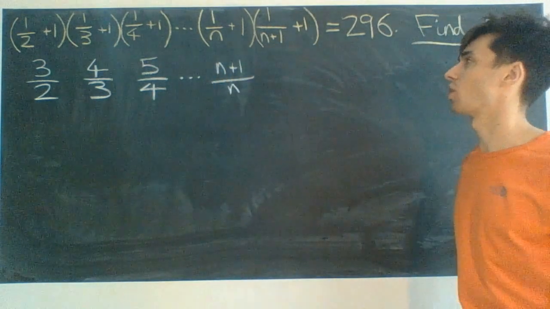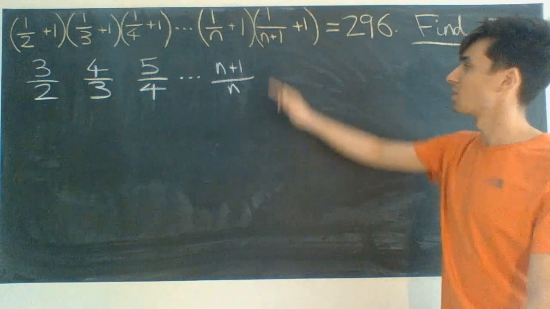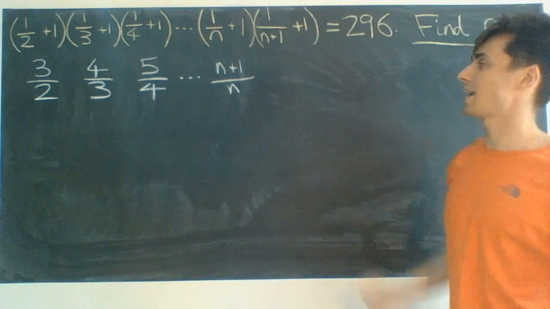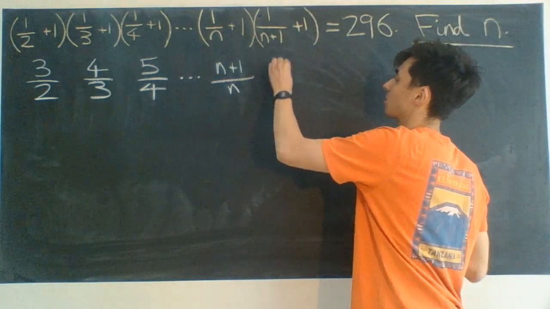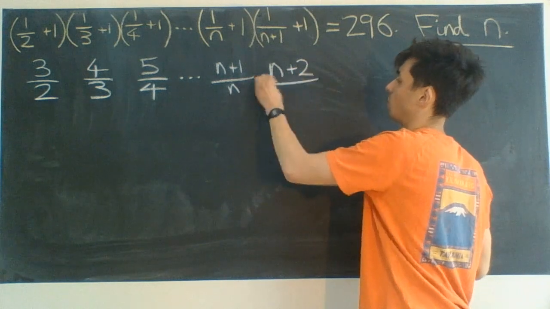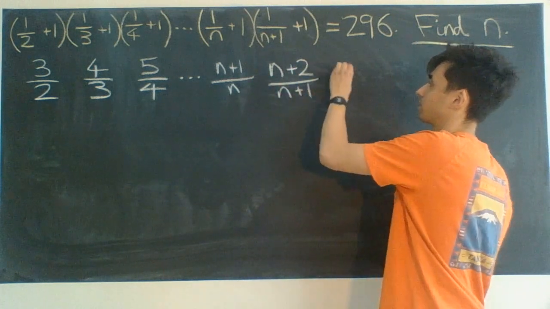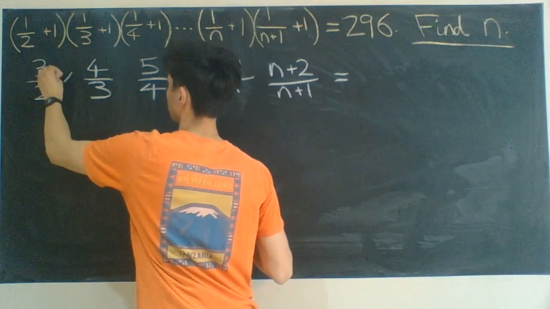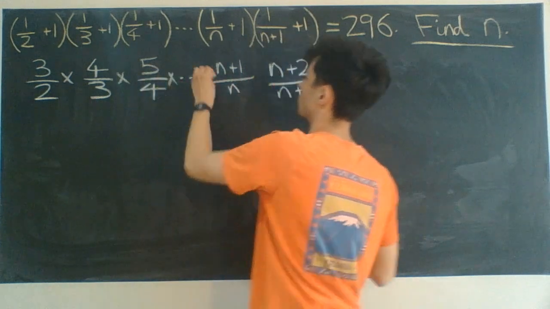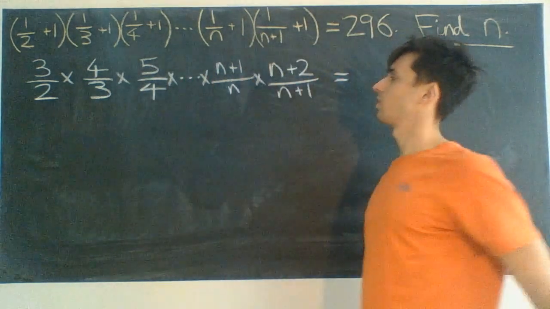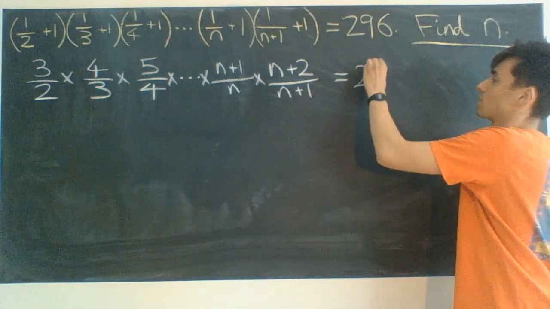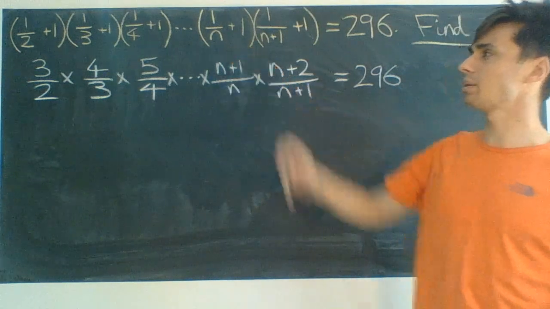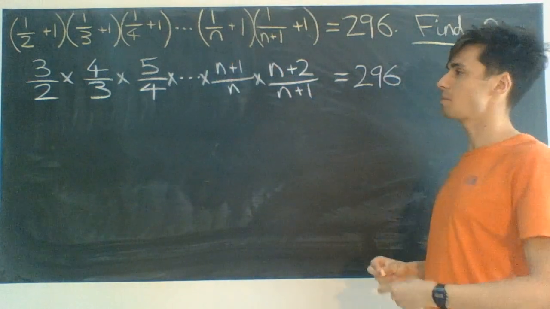And lastly, with our 1 over (n + 1), well, 1 could be written as (n + 1) over (n + 1). And then when we add another one on, we end up with (n + 2) over (n + 1). And what we need to remember is we've multiplied all of these together. So we can't forget our times in here. And these multiply to make 296. So that was our step 1, turning them all into improper fractions to make them a bit easier to work with.